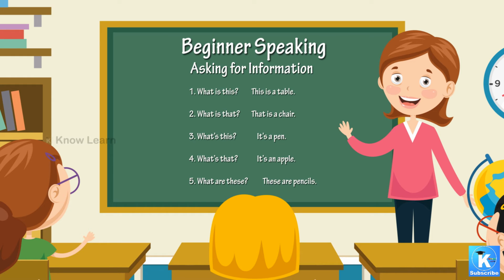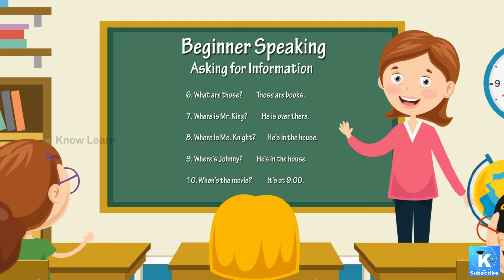One. What is this? This is a table. 2. What is that? That is a chair. 3. What's this? It's a pen. 4. What's that? It's an apple. 5. What are these? These are pencils. 6. What are those? Those are books.